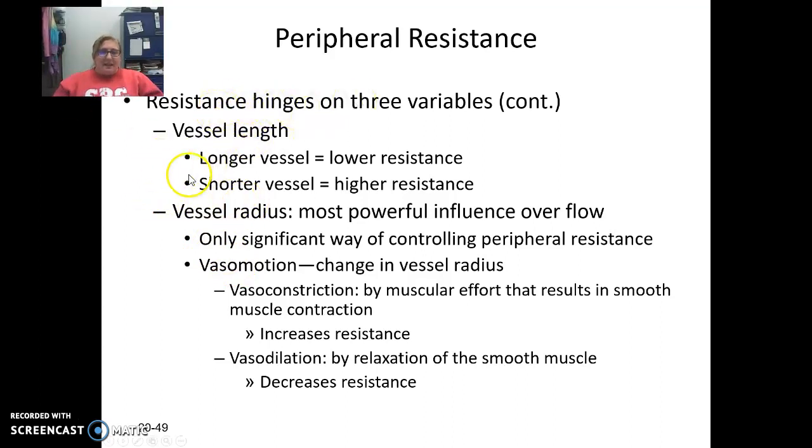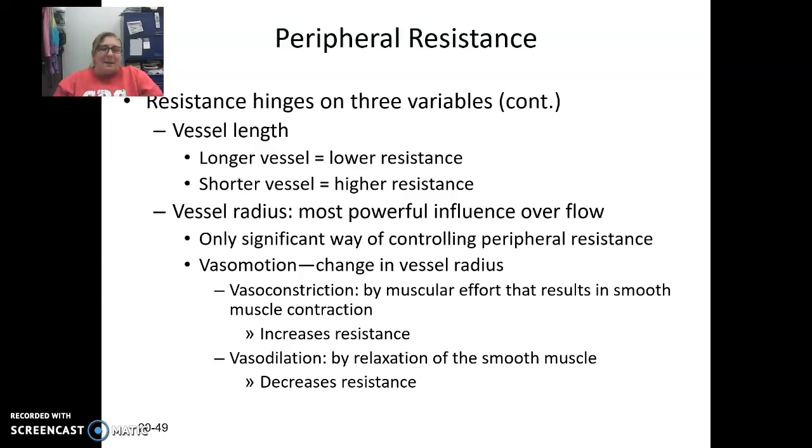Vessel length is associated with how fast blood can flow, because if you have a long vessel, blood can flow nice and quick because there's not very much resistance. If you have a short blood vessel with a lot of turns and curves, that's going to cause the blood to have to slow down so it can make that turn.